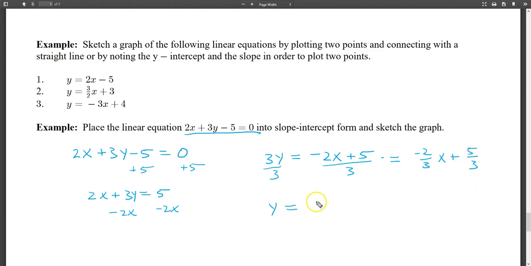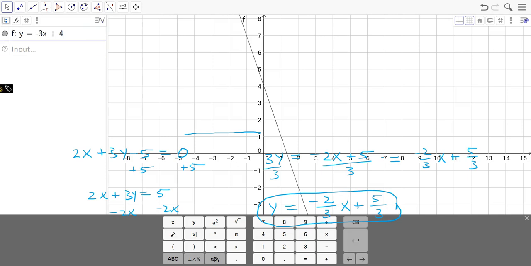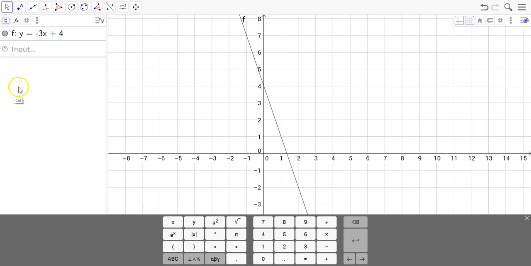And so down here we will end up with, and there we have it. We are finished. That's the equation of our line, and that is in slope-intercept form. So the y-intercept is 5/3 and our slope is negative 2/3. So let's graph that. So let's go over here to Geogebra. We just have to remember what that is. So we're going to graph negative 2/3 x plus 5/3.